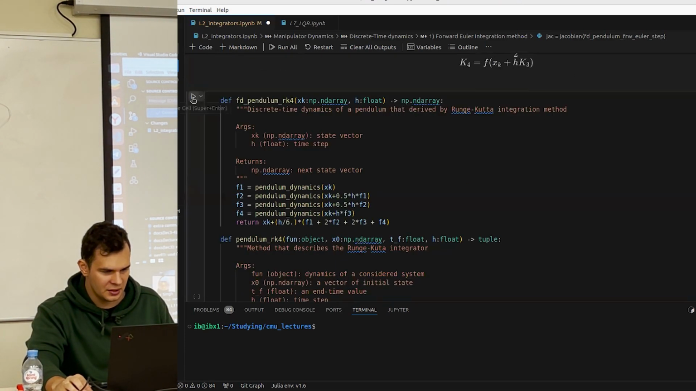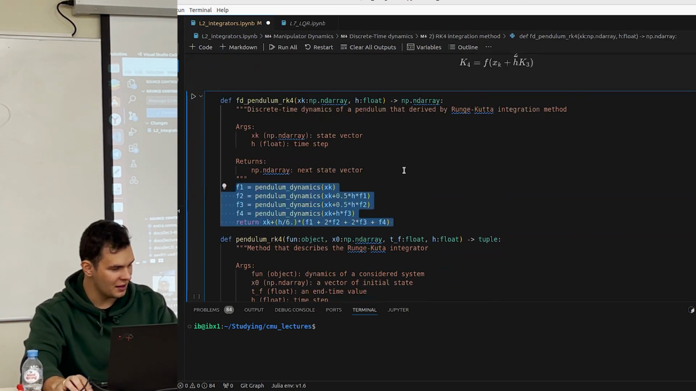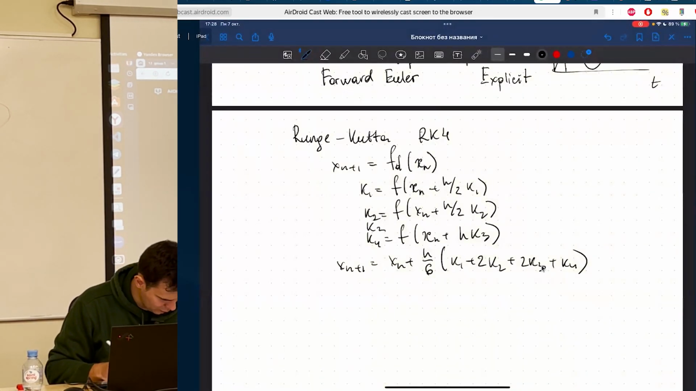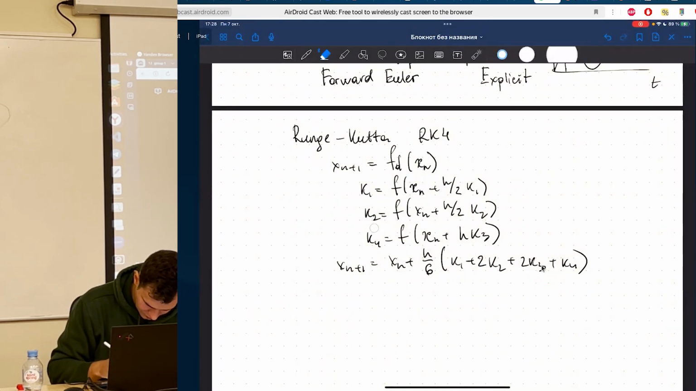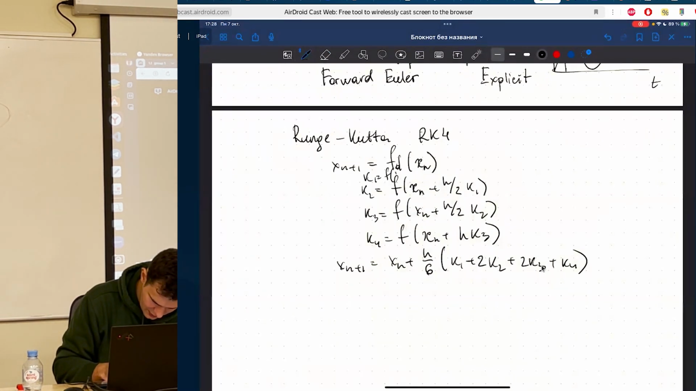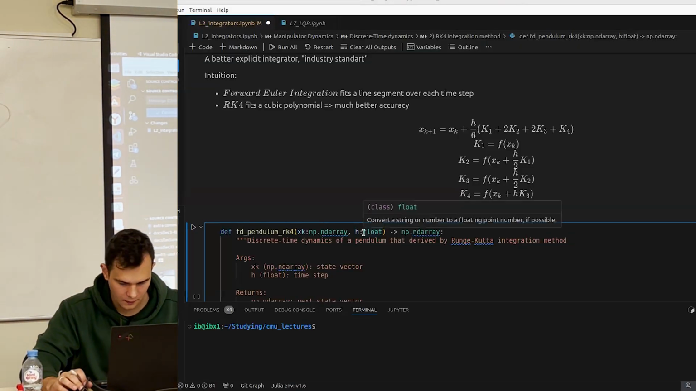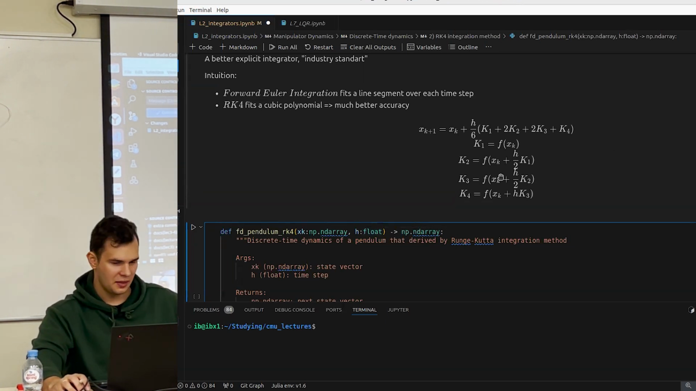and here you can see all the stuff that I just wrote on the iPad. Yes, there is K3. So it is K3, it is K2, and K1 is f xn, like this. Now it must be correct. Yes, now it's correct. Great, thank you.